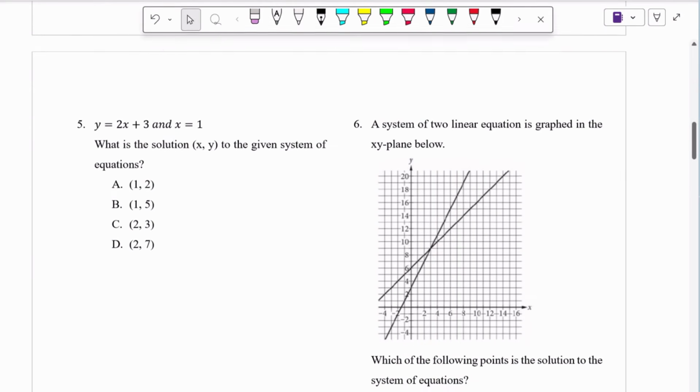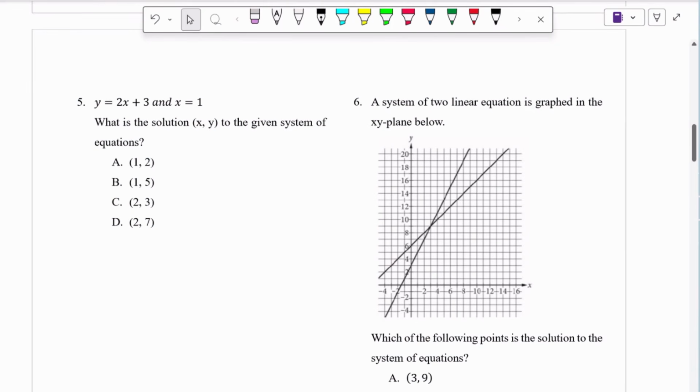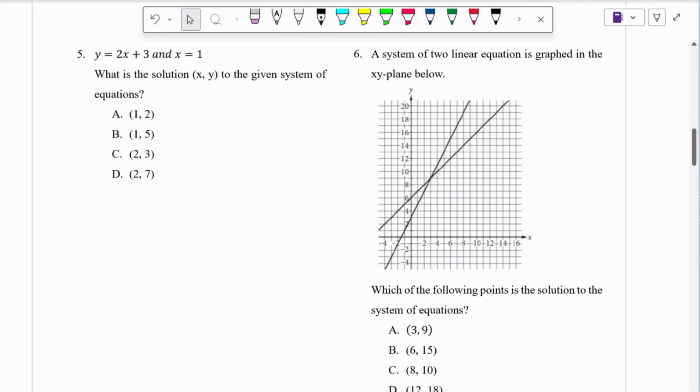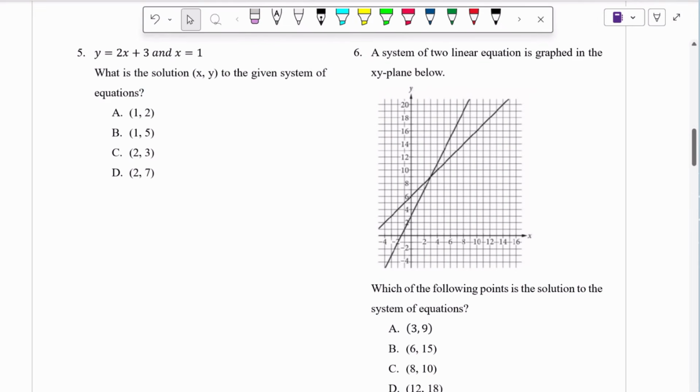Moving on to problem 5. Problem 5 is just like number 4. Problem 6 was like the previous problem 2. We are looking for an intersection point. So I'm going to skip 6.